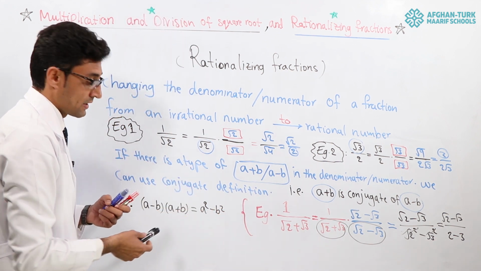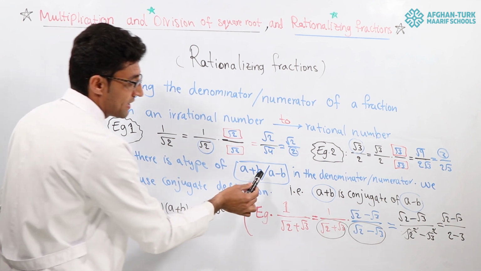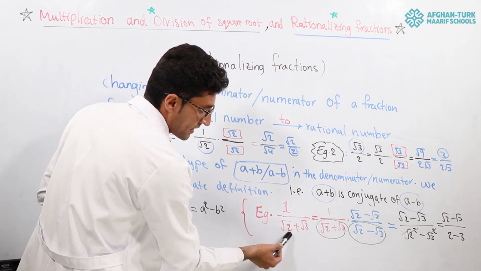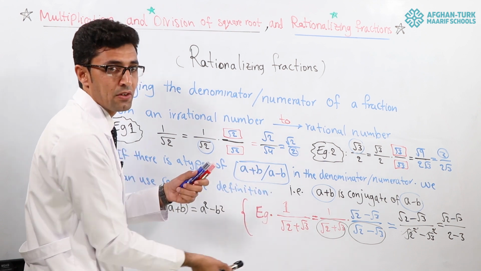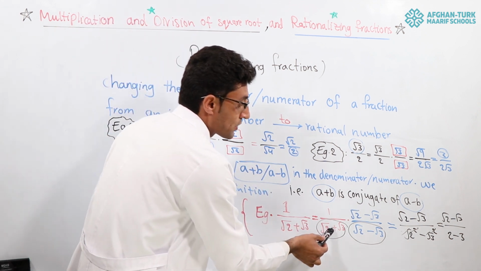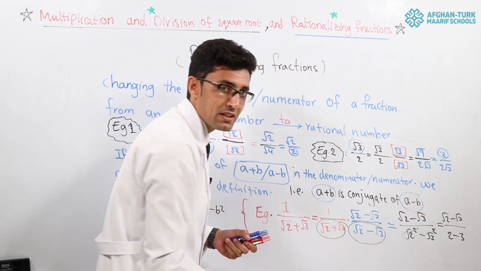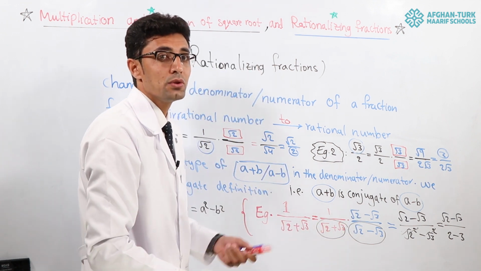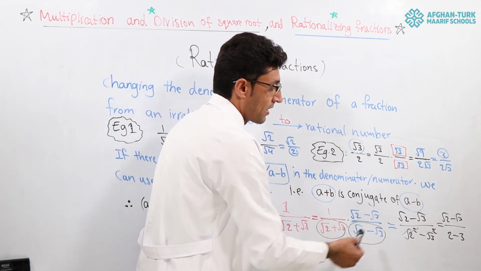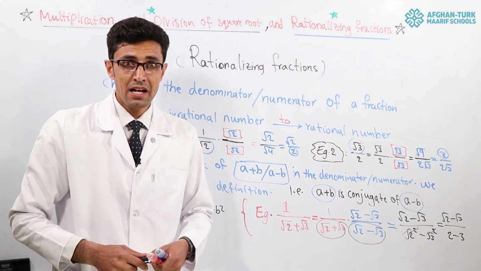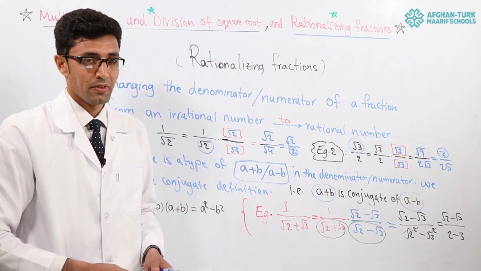Once more, I tell you that if there is a type of A plus B or A minus B, whether up or down, no problem. Just try to multiply with the conjugate. If it is positive, multiply with negative. And then do the multiplication, okay? I know that you understand them now.